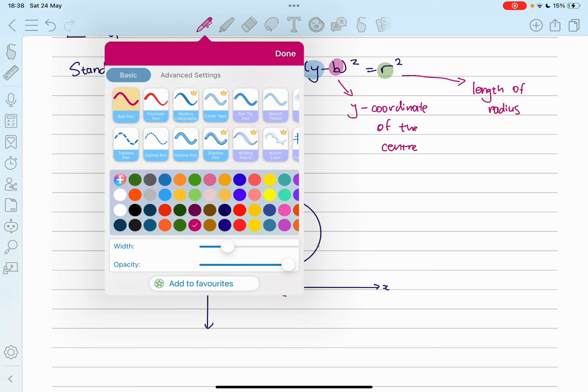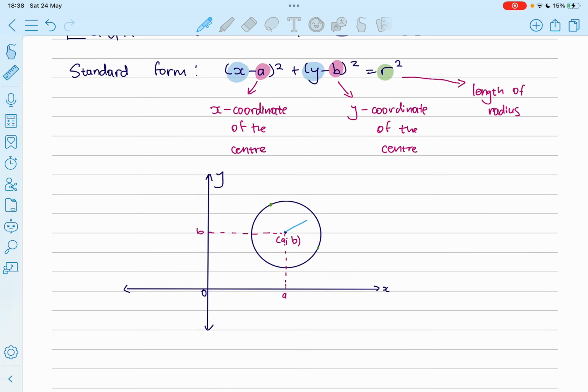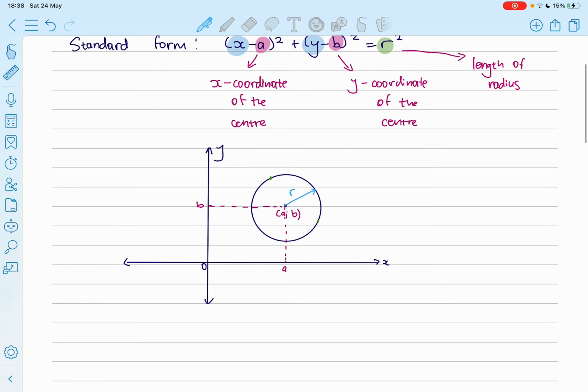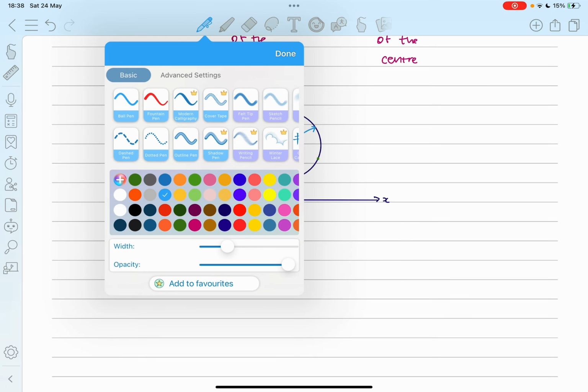And then we have r, which is our radius from there to there. So that's the length of our radius, and in our equation it will be r squared.